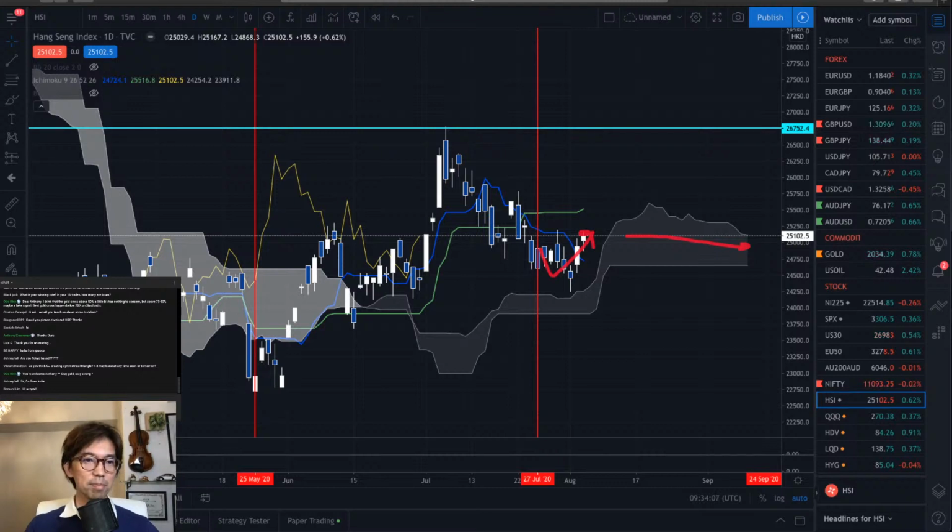The analysis should be simple, but should be powerful at the same time. And Ichimoku gives clear confirmations for a trending market and also a ranging market.